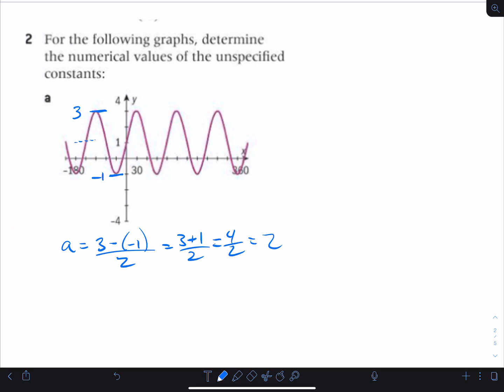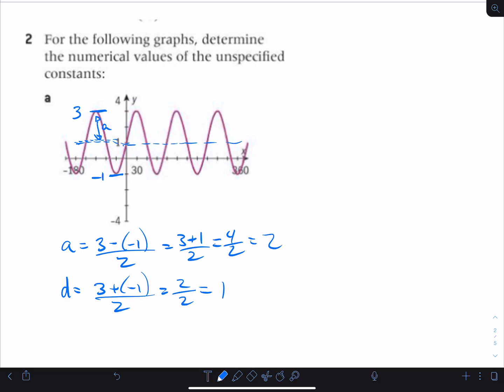Okay, so basically you're always looking for what's the center line? This is your D value. 1 is going to be my center line, spoiler alert. D is equal to maximum plus minimum divided by 2, which will be equal to 2 divided by 2, which will be equal to 1. Which means that this center line is at 1.